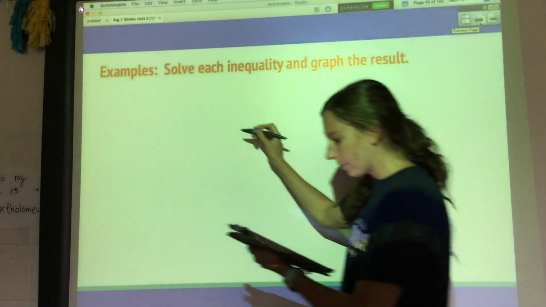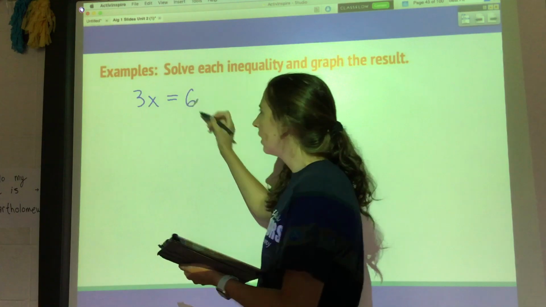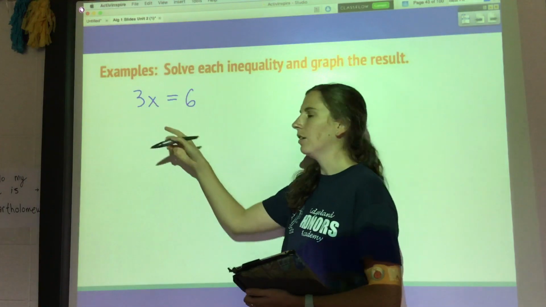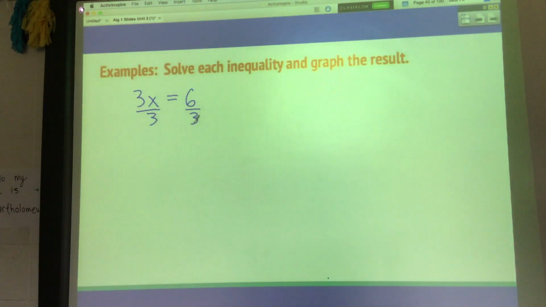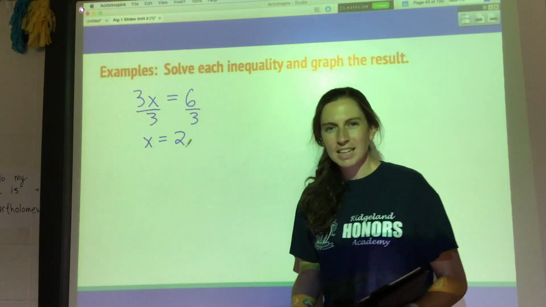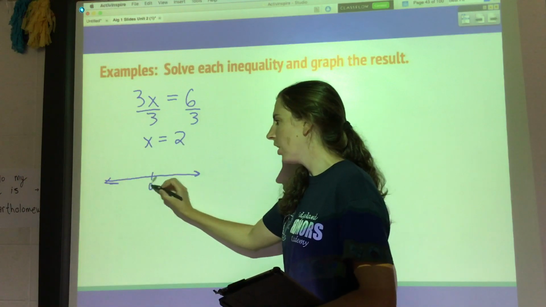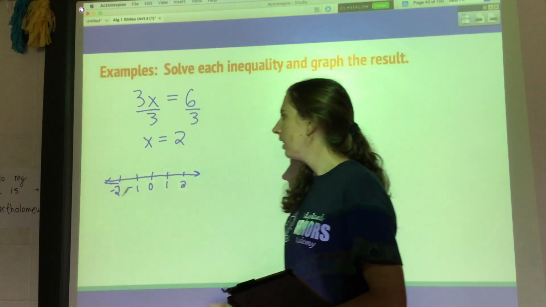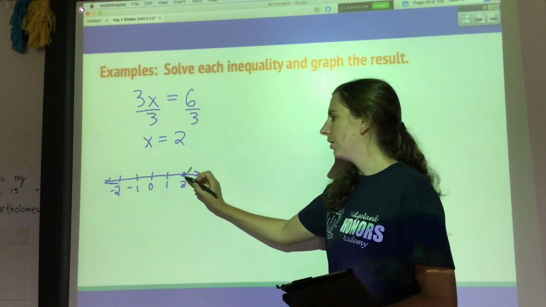All right, so the first one, before we actually make it an inequality, let's think about just this equation right here. If I were going to solve this equation, I would want to get x by itself. So I would divide by 3, and then x would be 2. If I wanted to graph that on a number line, here's a number line. The number line has all the numbers on it. We can label a few of them, but it goes forever. X equals 2 is literally right here. There it is at 2.